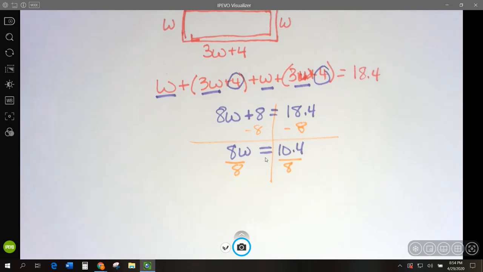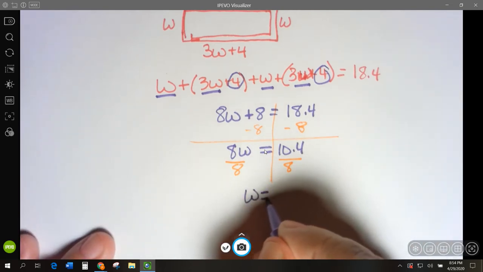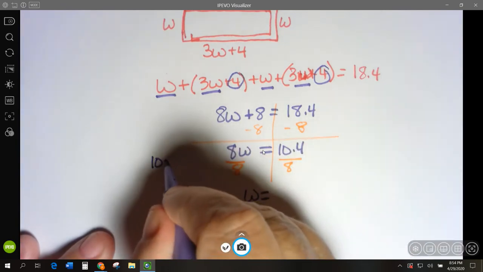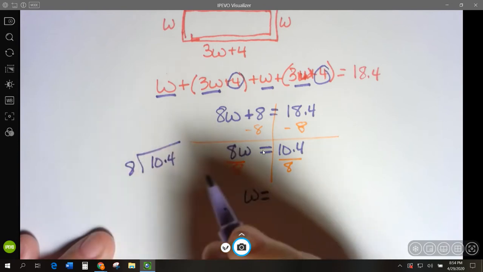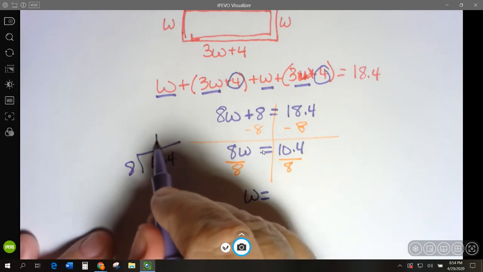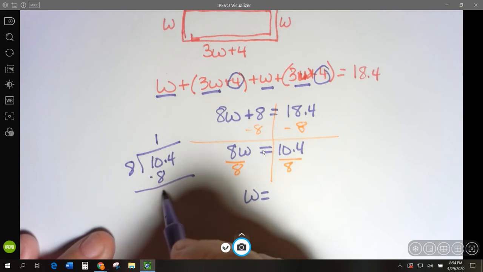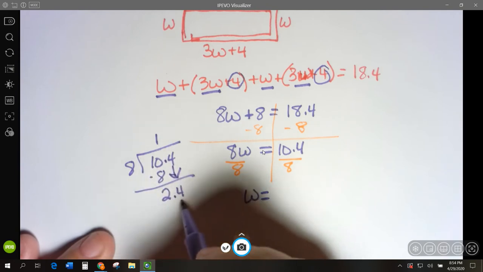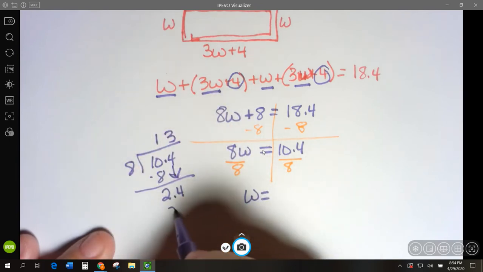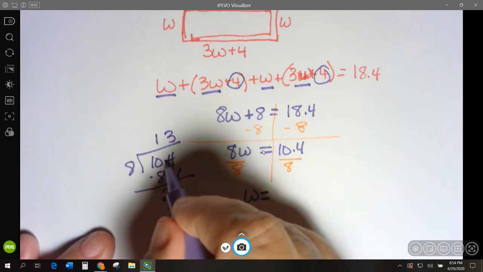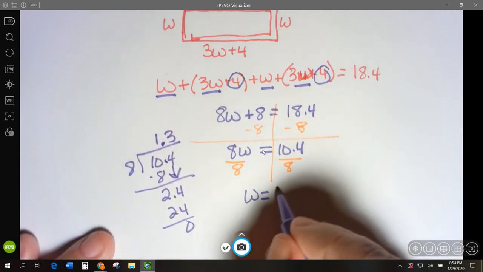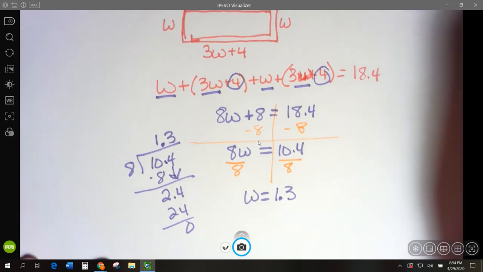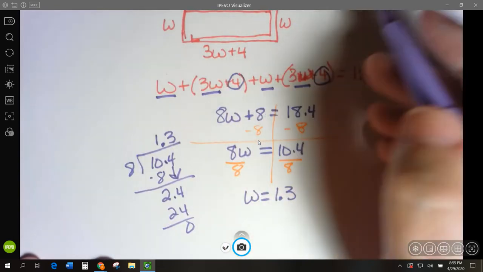And we're going to have W equals, I'll do it over here, 10.4 divided by 8. 8 goes into 10 once, that's going to be 8. Subtract, I get 2. Bring down the 4. And 8 goes into 24 3 times. And remember, I got to kick up that decimal, so W is going to be 1.3. Oh, great. So now I know my width is 1.3.